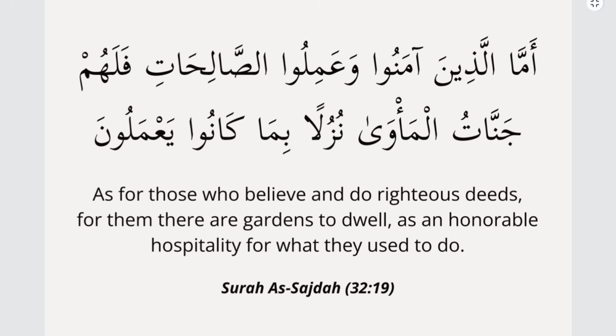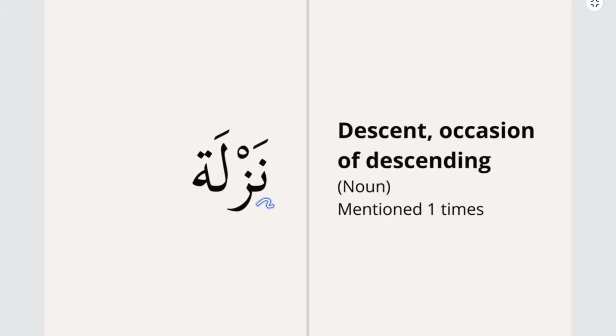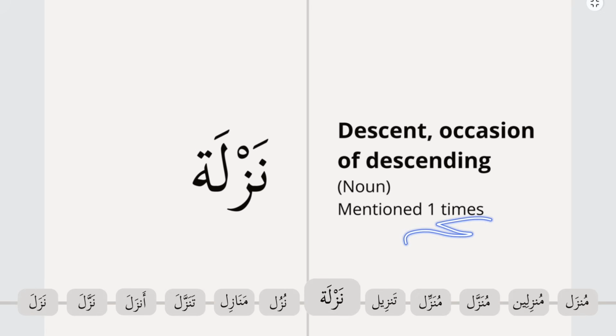أما الذين آمنوا وعملوا الصالحات فلهم جنات المأوى نزلا بما كانوا يعملون. So Allah here says that those who believed and did good will have the Jannah as their nuzul, as their honorable hospitality. Next word was mentioned 1 time only in the Quran.